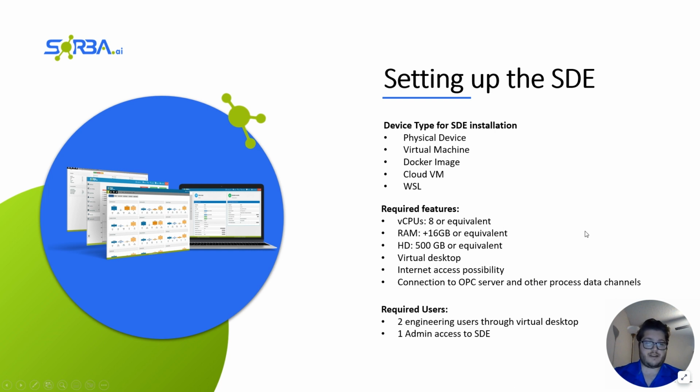And here we have the required features for Sorba. You need 8 CPUs, 16 gigs of RAM, and so on. In general, we recommend that you have at least 2 engineering users who are using Sorba through a virtual desktop, and then 1 admin with access to the SDE.